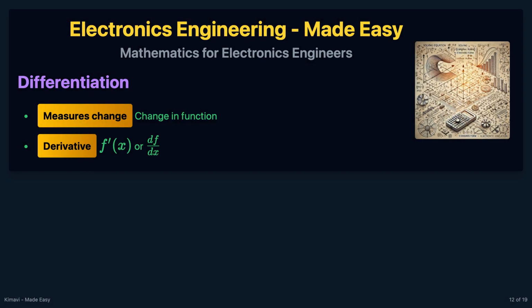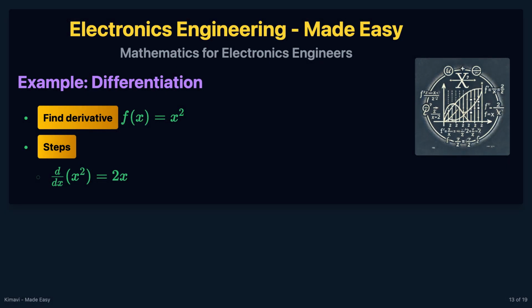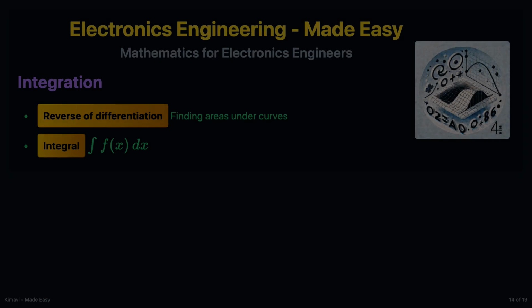Differentiation measures how a function changes as its input changes. The derivative of a function f(x) is written as f'(x), or df/dx. Let's find the derivative of f(x) = x². Using the power rule, the derivative is 2x.